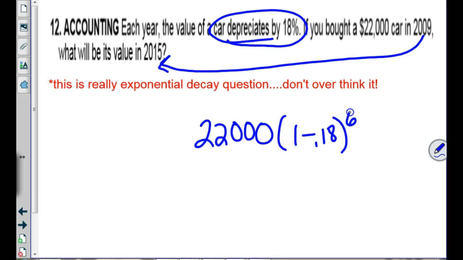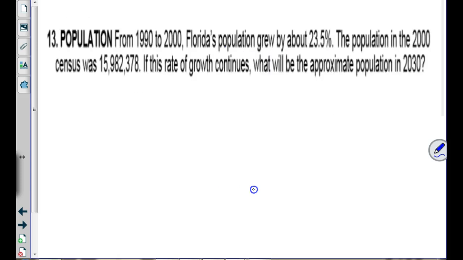So it's 22,000 times 0.72 if you want to do it that way. Or you can just do that to the 6th. 6688.15, because we're going to round to the nearest penny. Any questions? All right. From 1990 to 2000, it grew by this percent.